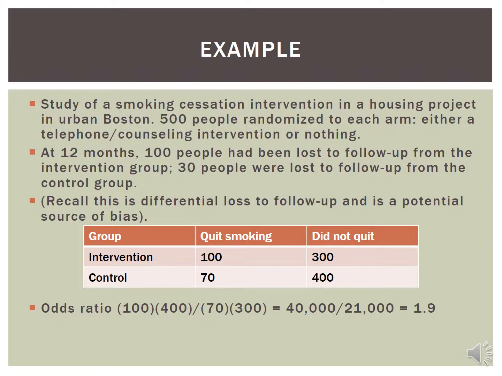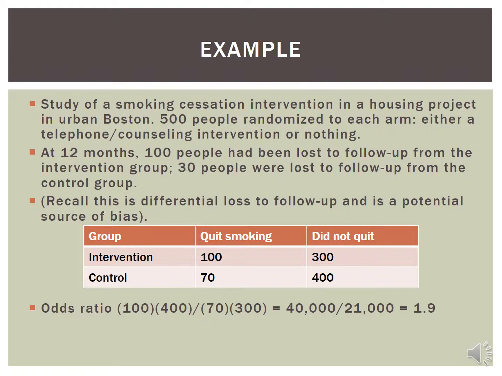So this is a question about differential loss to follow-up, right? And this is a potential source of bias because what you worry about is that people are more likely to be lost to follow-up if they went back to smoking and they were too ashamed to tell you, right? And so you worry that so many more people were lost from the intervention group.